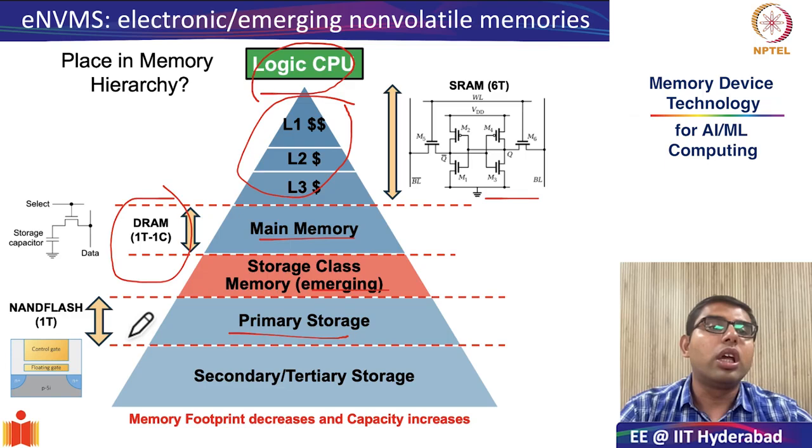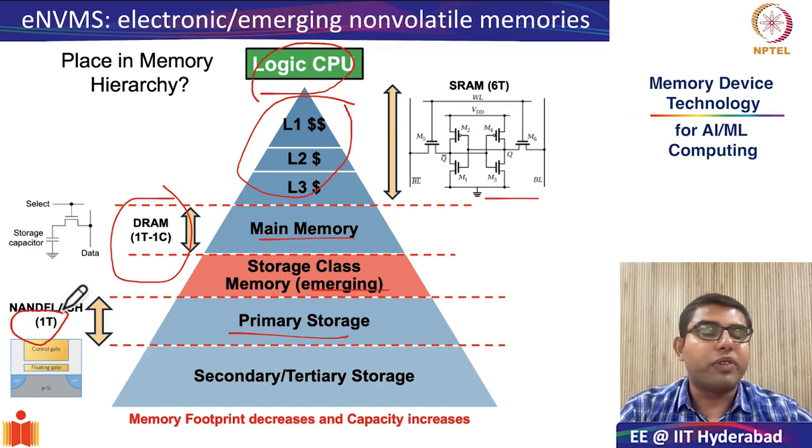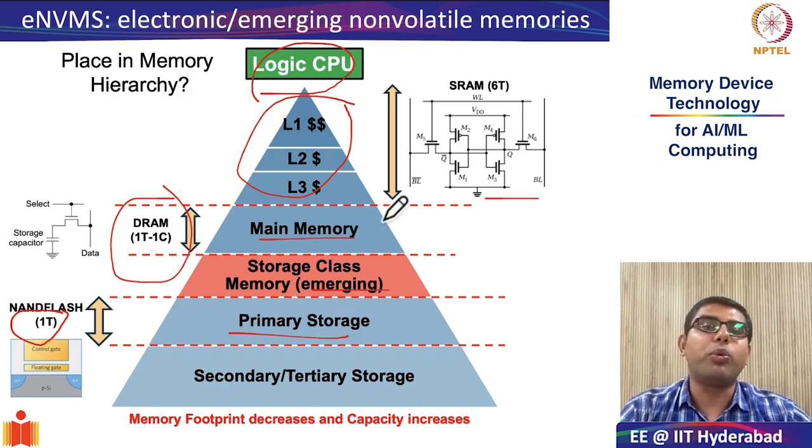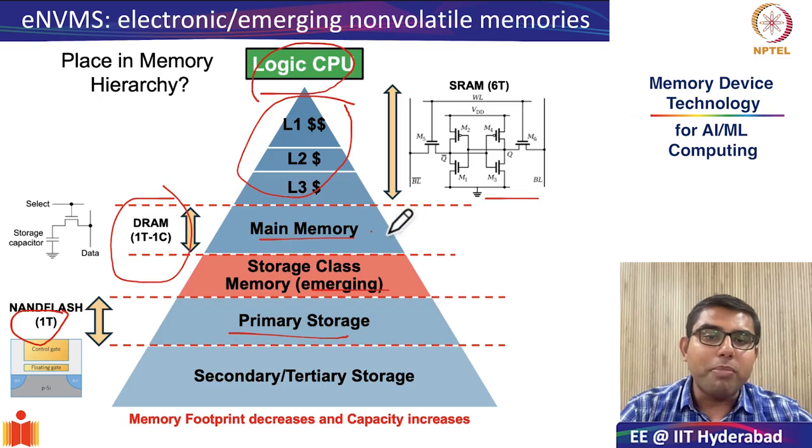This is followed by, or directly interfaces with, NAND flash. So NAND flash is just one transistor. It has very high bit density for reasons that we had been discussing this week and last week. This forms the primary storage. Okay. So where do storage class memories fit in? Storage class memories fit in right in between the main memory and the primary storage.